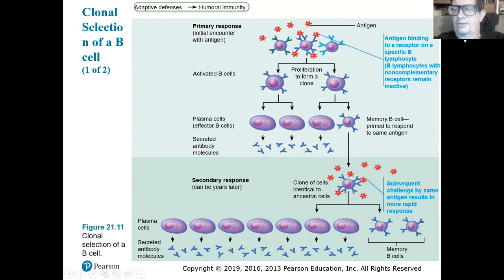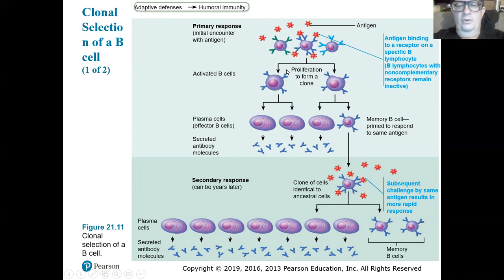And I'm gonna move this so I can read it. There we go. Antigen binding to a receptor on the specific B cell lymphocyte. B lymphocytes with non-complementary receptors remain inactive. So this little asterisk-shaped antigen will fit this antibody. It will not fit this plasma cell. It will not fit that one or that one because they're slightly different shapes.